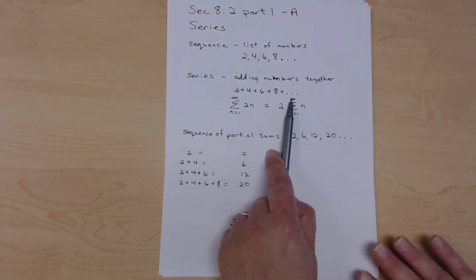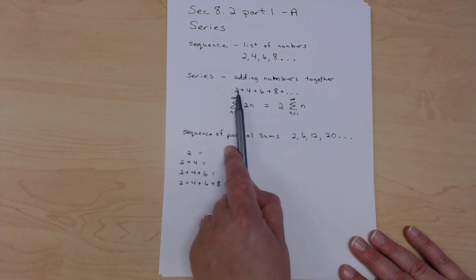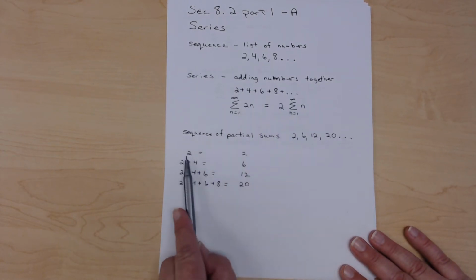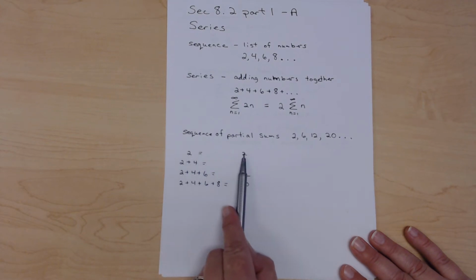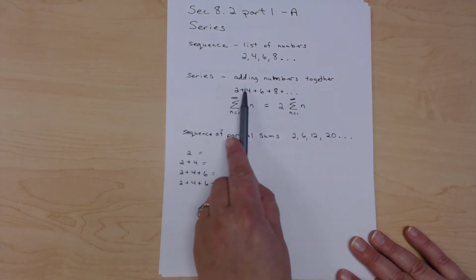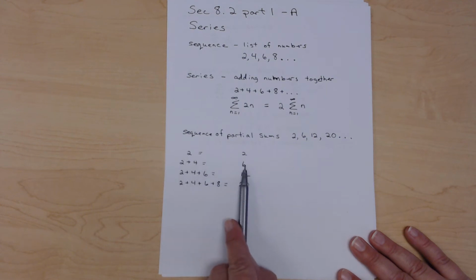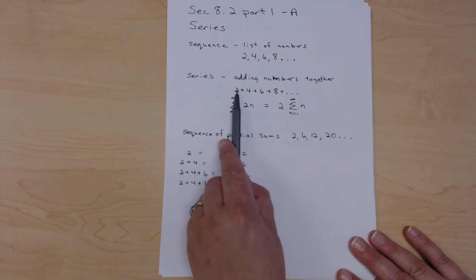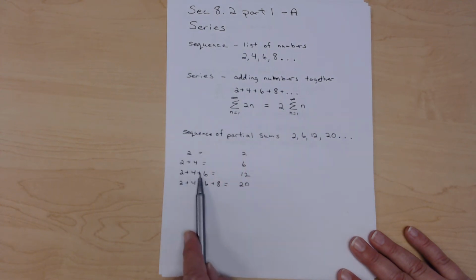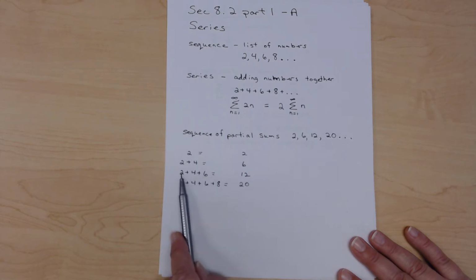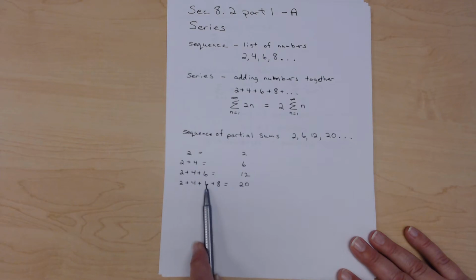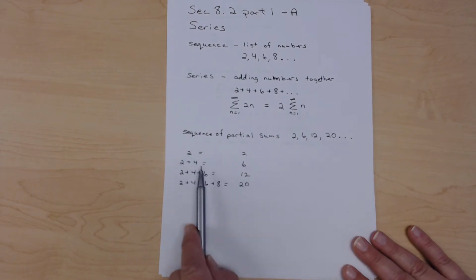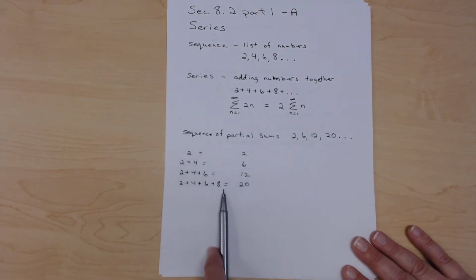Okay, now this is where it gets a little crazy. This list, when I add it together, so here's 2, and that answer is 2, right? That makes sense. Now if I do 2 plus 4, I get 6. If I do 2 plus 4 plus 6, I get 12. If I do 2 plus 4 plus 6 plus 8, I get 20. So this is called a partial sum.